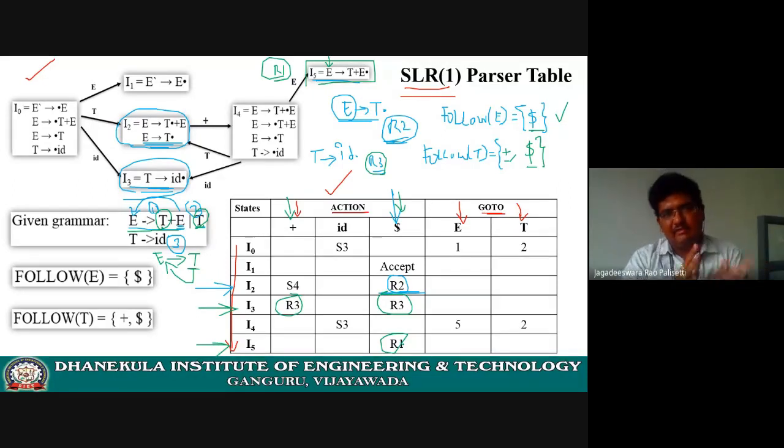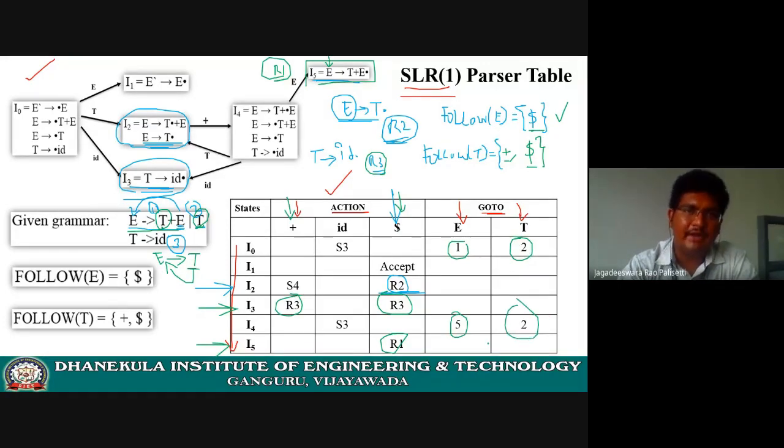Remaining everything is the same: how you are going to write S3, S4, and S2, and how you are going to mention these numbers. I hope you need not repeat this. How did I get all this? If you want, I will explain one thing: one terminal and one non-terminal.